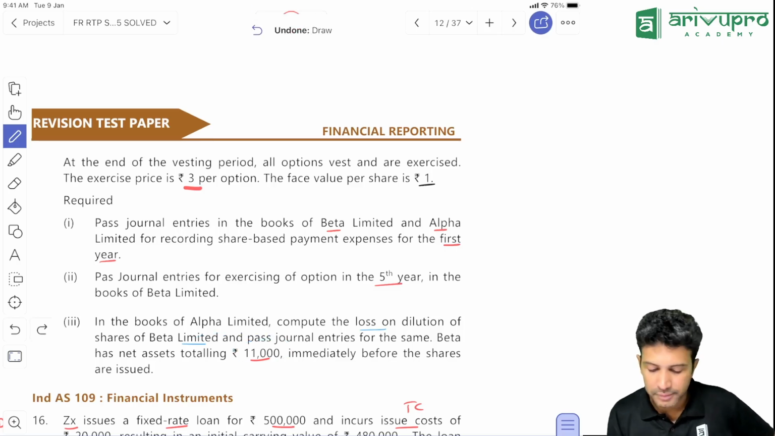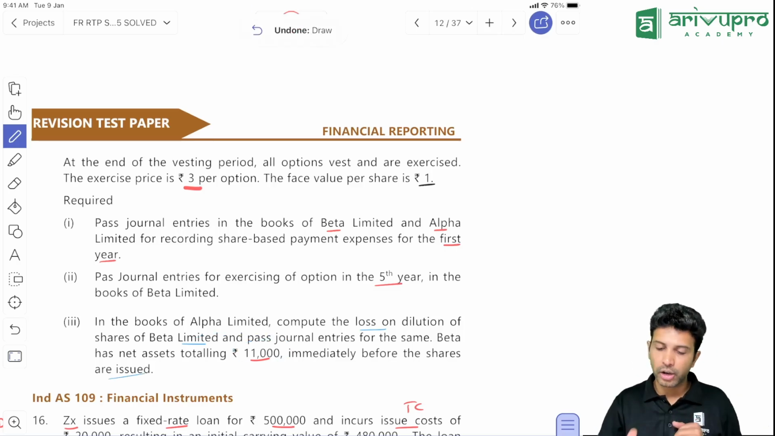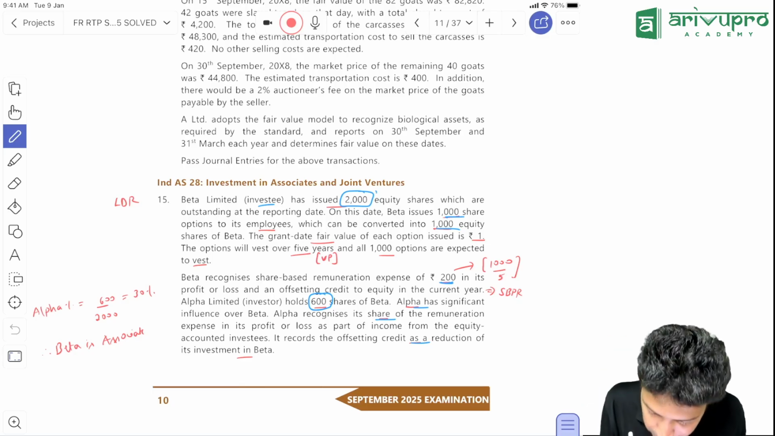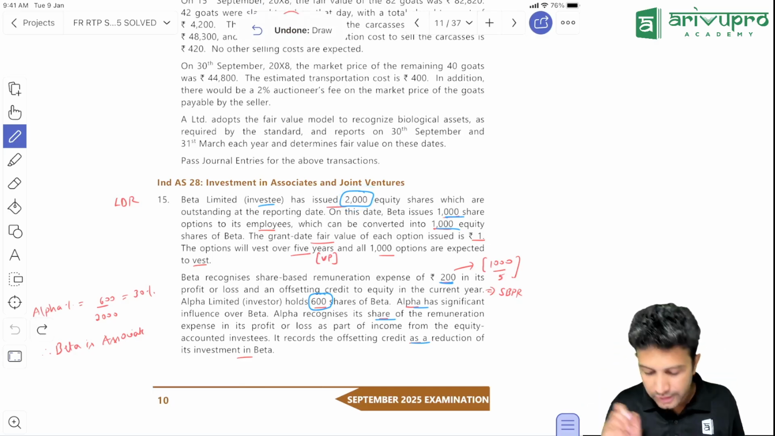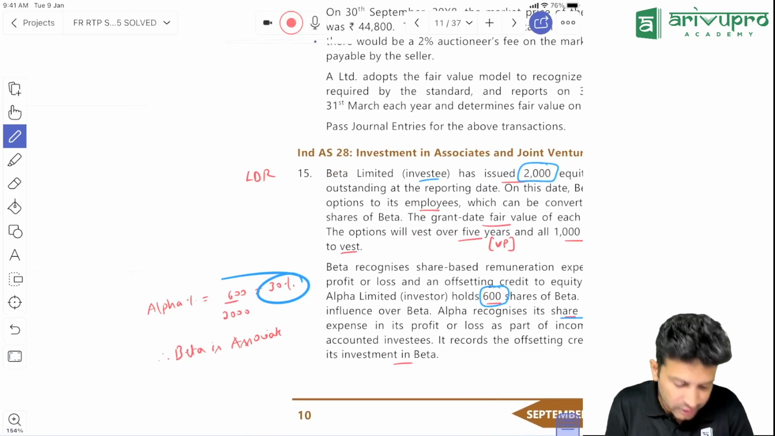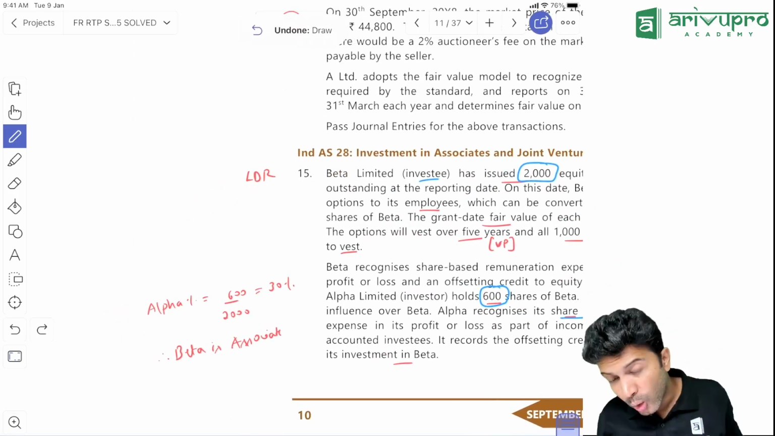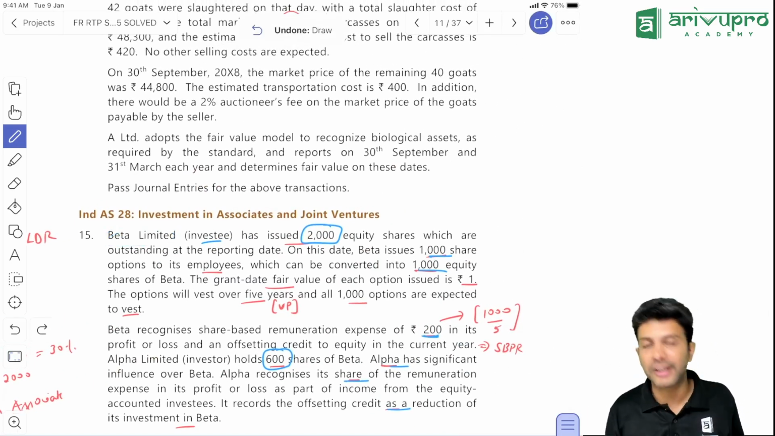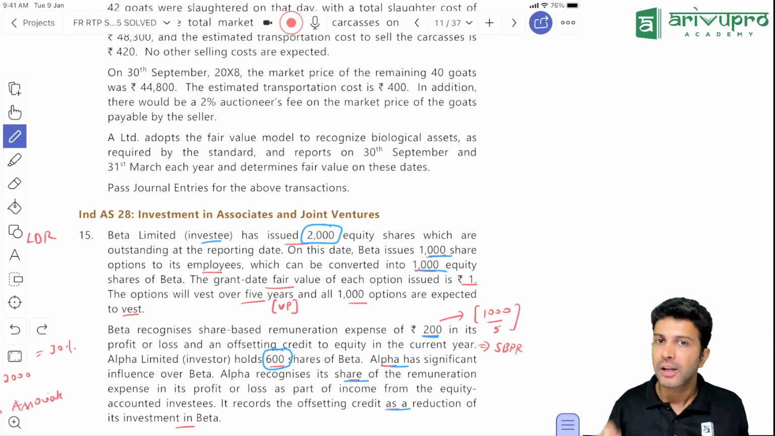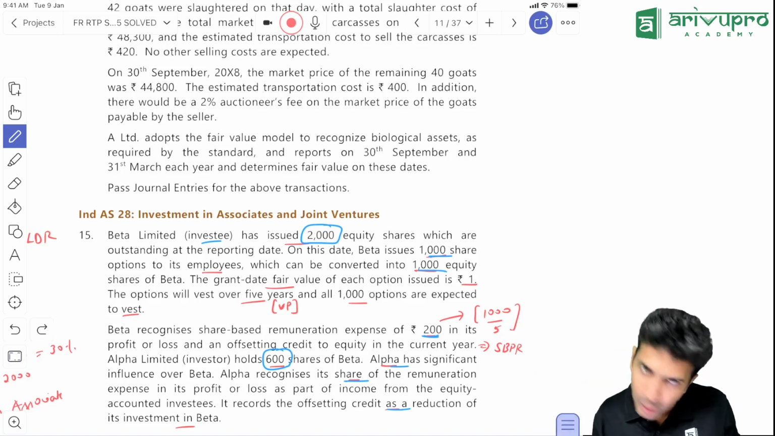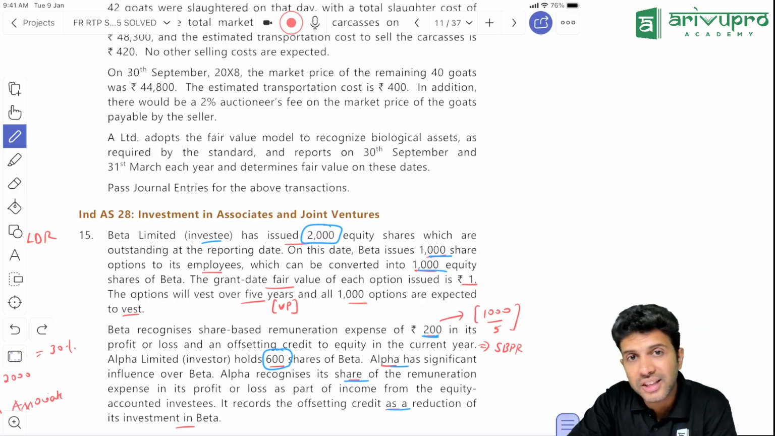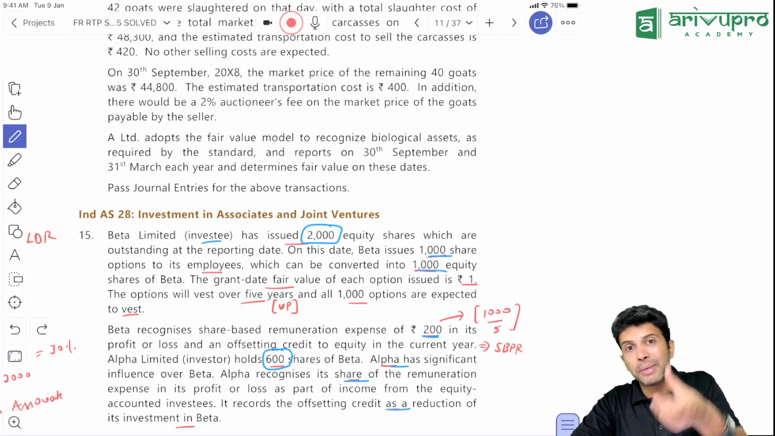Beta's net assets total 11,000 immediately before the shares are issued. Sir, what are they talking about? Till the last date, the associate company had 2,000 shares, and in this 2,000, we as an investor had 600. So our shareholding percentage was 30%. Now, this associate company has issued some additional shares to their employees. Due to this, they are asking whether our investment in the associate balance will reduce or not.